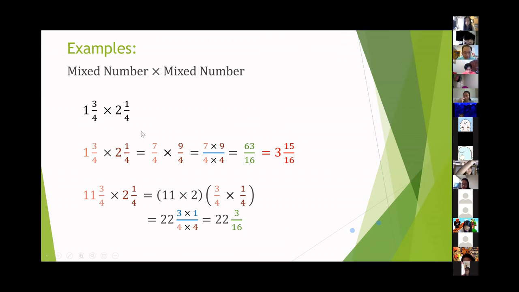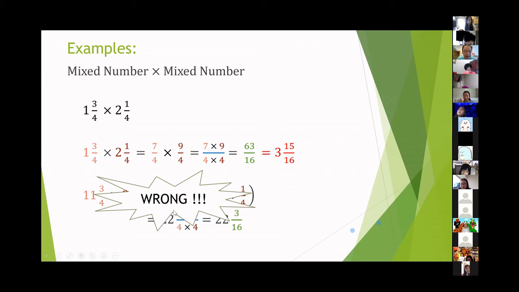Like two mixed numbers. Can we just take out the whole number part, multiply them first, and then take the fraction part and multiply them first and then combine together, just like you are doing addition or subtraction? Can we do that? Yes or no? The answer is no.